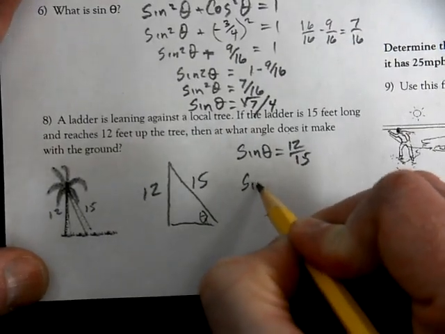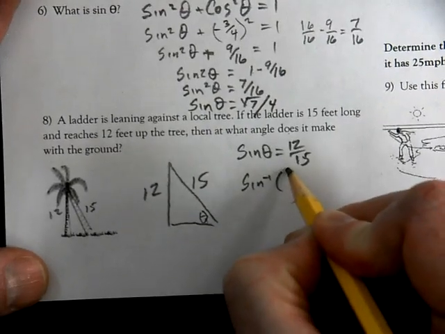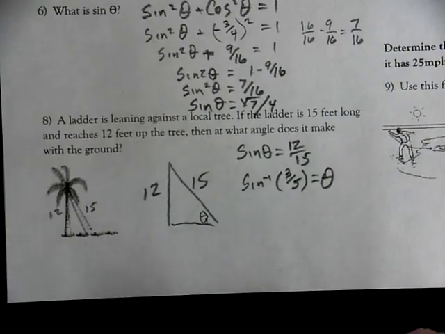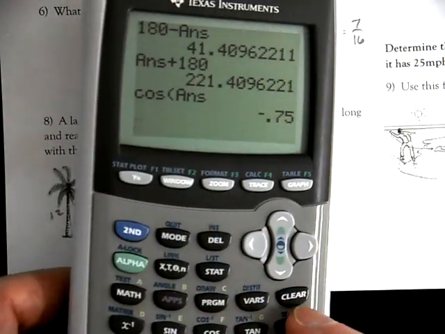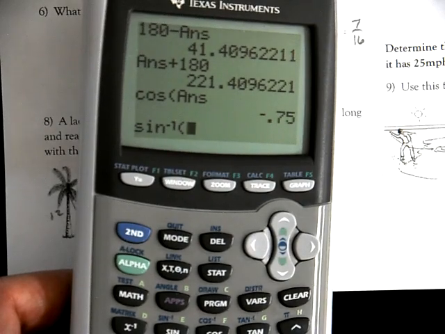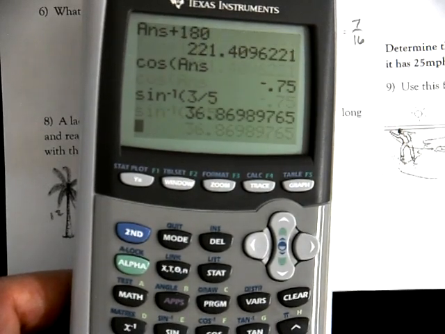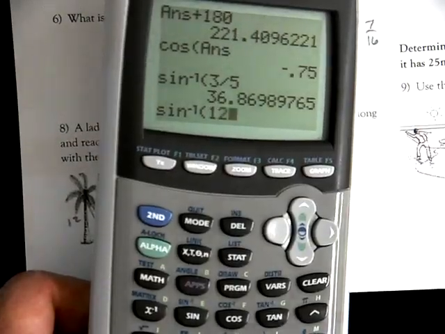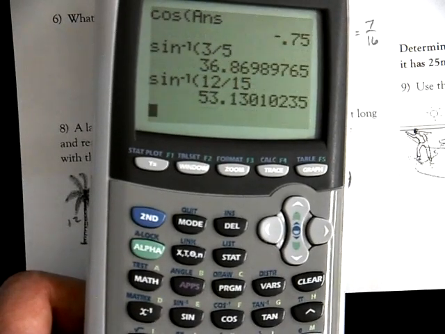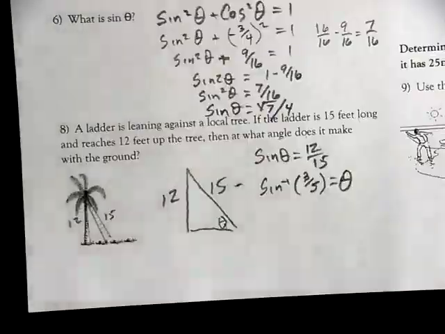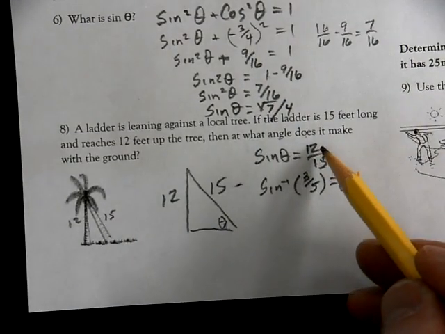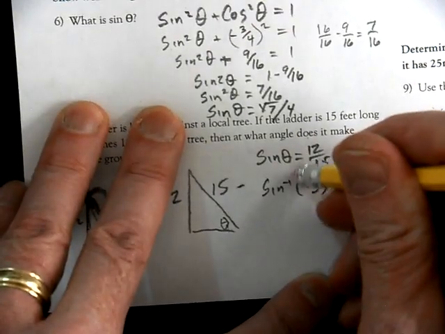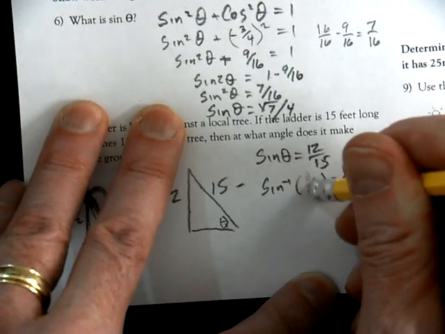Well, we can simplify that. Sine inverse of 3/5 is going to be our theta. Sine inverse of 3 divided by 5 is going to be the same thing as the sine inverse of 12/15, because that's just a reduction. I reduced that wrong. 3 goes into that. Oops. See, it's always good to check your work. Way to mess that one up.